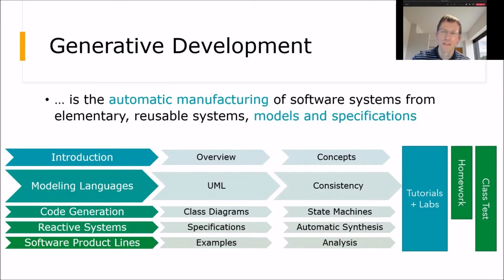So Generative Development is the automatic manufacturing of software systems from elementary reusable systems, models and specifications. Basically the important emphasis here is on automatic manufacturing. So we're trying to create software not by writing everything manually in code, but by generating parts of it automatically, and that's the generative part of generative development. So we're trying to develop software in a more efficient way that can cope with the complexity of today's systems.